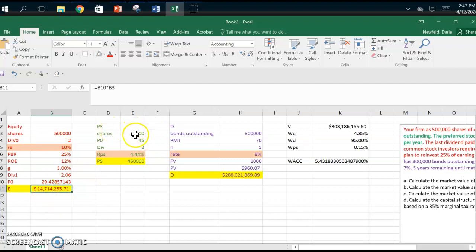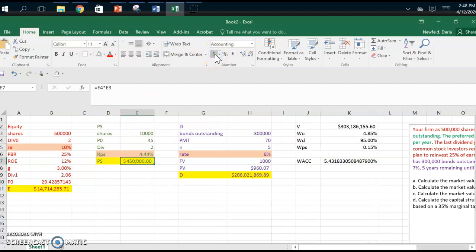Then for preferred stock, I knew there were 10,000 shares outstanding. Each was selling at $45 with a $2 dividend. So the market value of preferred stock is 10,000 shares outstanding at $45 per share, which is $450,000. The cost of preferred stock, RPS, is dividend divided by P0. So 2 divided by 45, and that gave me a cost of 4.44%.